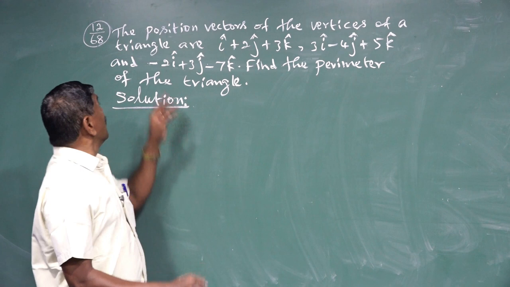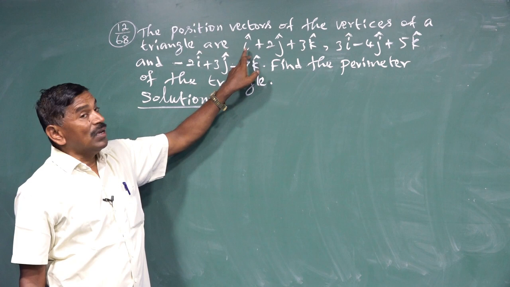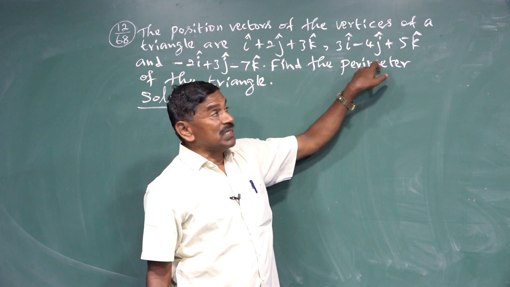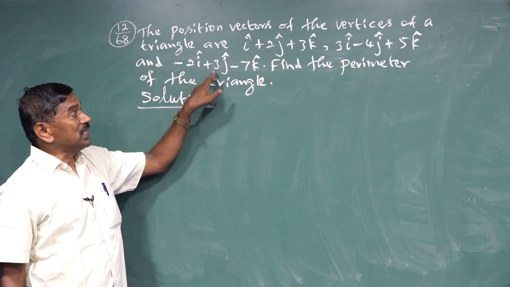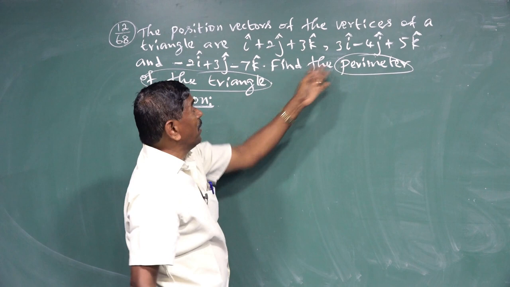Children, listen. 12th question from exercise 8.2. The position vectors of the vertices of a triangle are i cap plus 2 j cap plus 3 k cap, 3 i cap minus 4 j cap plus 5 k cap, and minus 2 i cap plus 3 j cap minus 7 k cap. Find the perimeter of the triangle. What is meant by the perimeter of the triangle? The sum of the three sides.